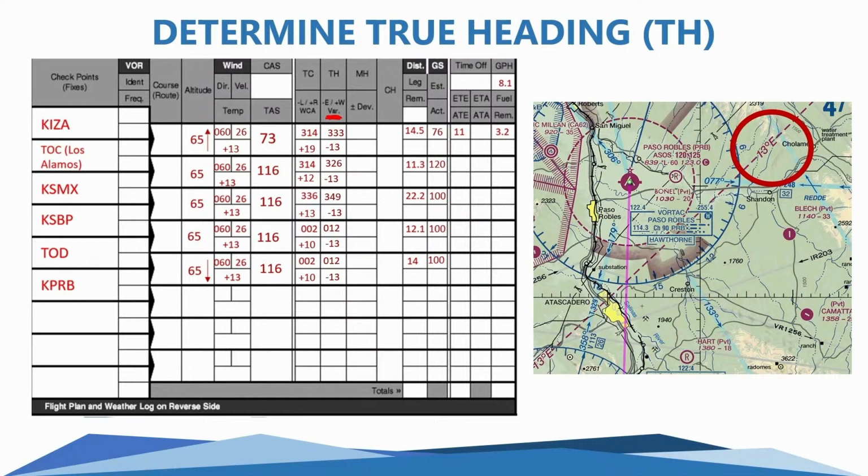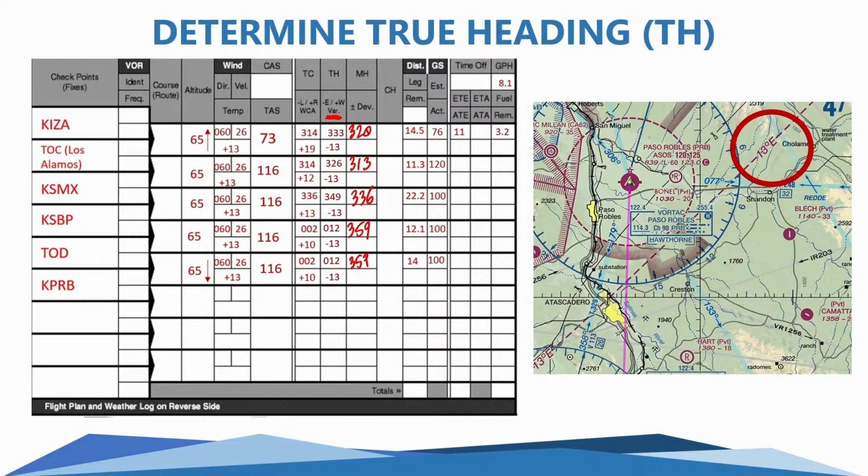I'm going to take 333 in the first one. I'm going to subtract 13 from that value. And that gives me my magnetic heading. So in this case, it is 320. Then I'll continue down: 326 less 13 again is going to give me 313. 349 less 13 is going to give me 336. 12 minus 13 is going to give me 359 degrees, right? Because once we get to 0, it starts over again. And it's the same thing down here.